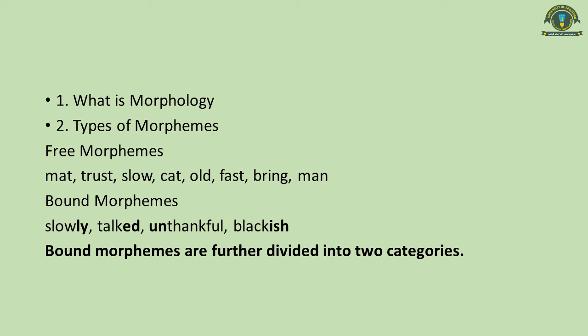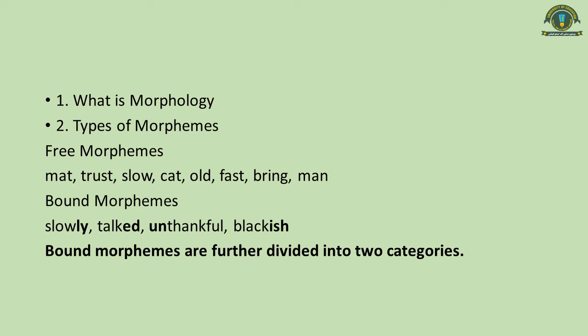The other category of morpheme is a bound morpheme, and a bound morpheme is a morpheme that cannot stand alone. It is always bound to another morpheme. Thus a bound morpheme has no meaning on its own. So for example, slowly, talked, unthankful, blackish. The bold ones, ly, ed, un, ish, these morphemes are all bound morphemes, which don't have any meaning without their stem words or root words.